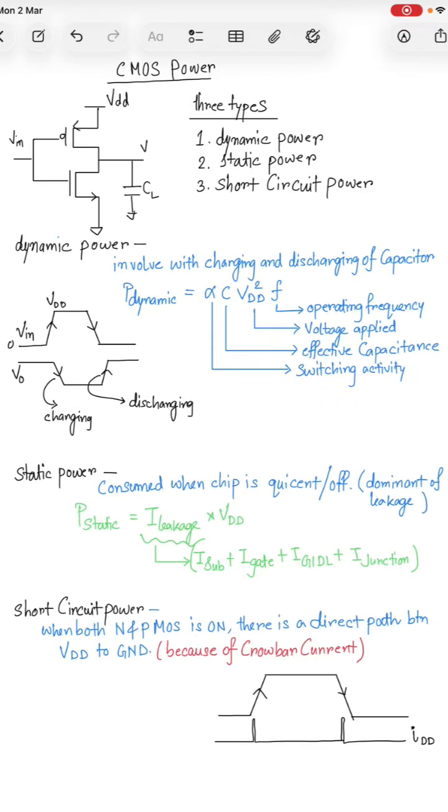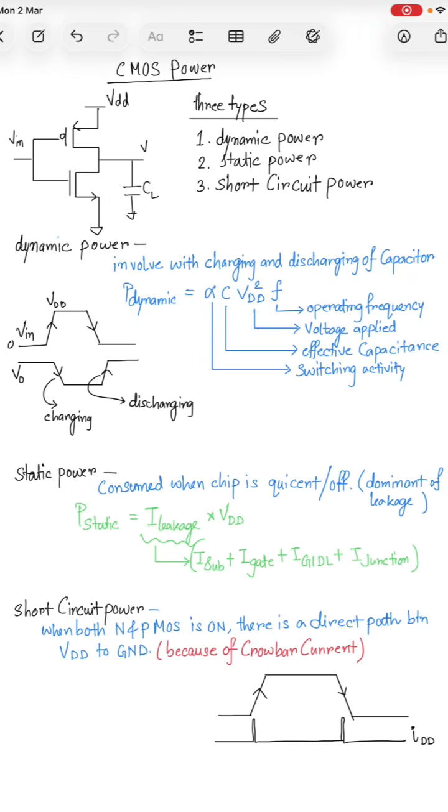Most of the time in the VLSI interview, I have been asked about the CMOS power basics. In CMOS, there are broadly three types of power dissipation: dynamic power, static power, and short circuit power. Dynamic power is involved in the charging and discharging of the capacitor based on the input which we are giving to the CMOS.